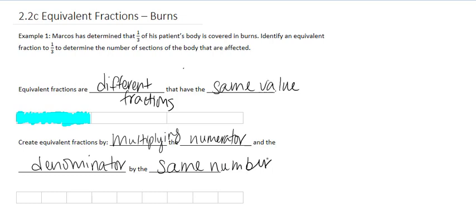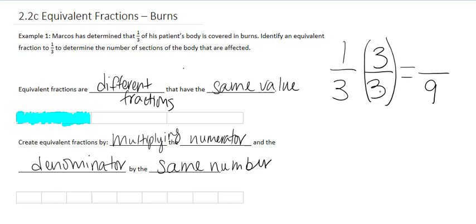So we will then look at 1/3, and to get to 9, we would multiply it by 3, because 3 times 3 is 9. And whatever we do to the bottom, we do to the top. So if we multiply the 3 on the bottom by 3, we also multiply the top by 3. So 1 times 3 is 3, and 3 times 3 is 9. So 3 out of 9.